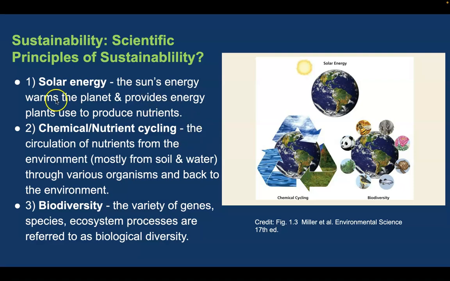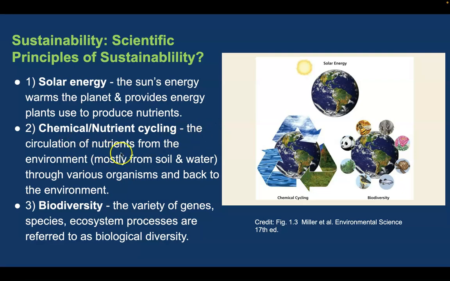So again, these are the three major principles. Sorry, I should have skipped this slide for you. Solar energy: the sun's energy warms the planet and provides energy plants can use to produce nutrients. This is all of the stuff I said, but actually written out for you here.